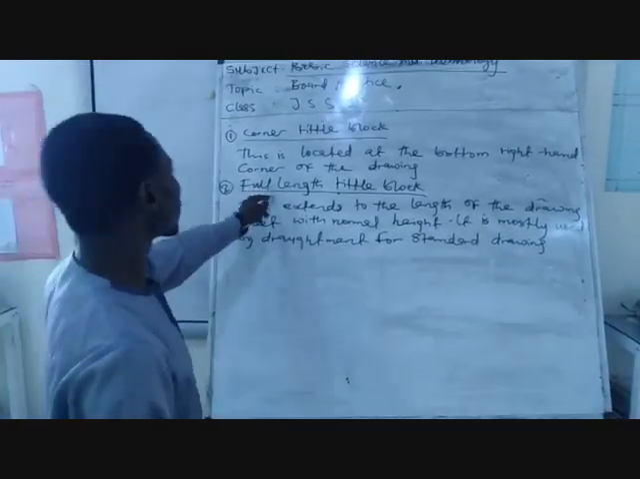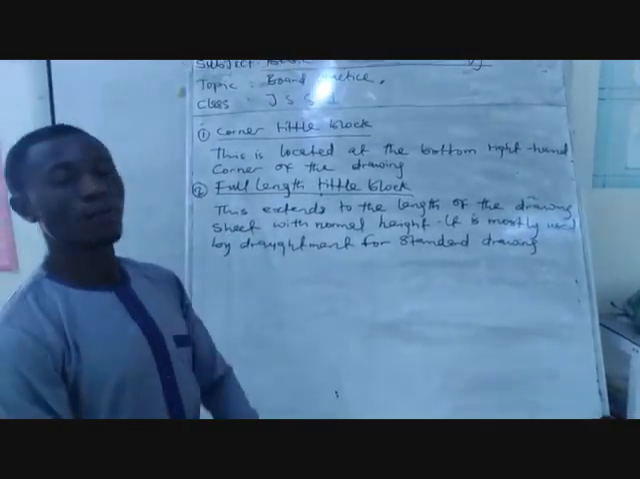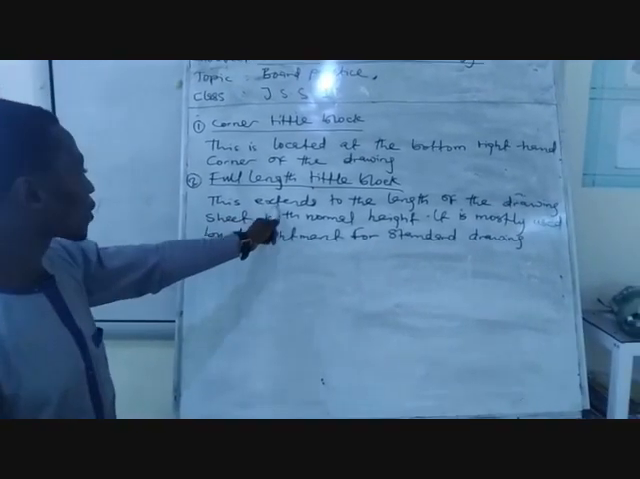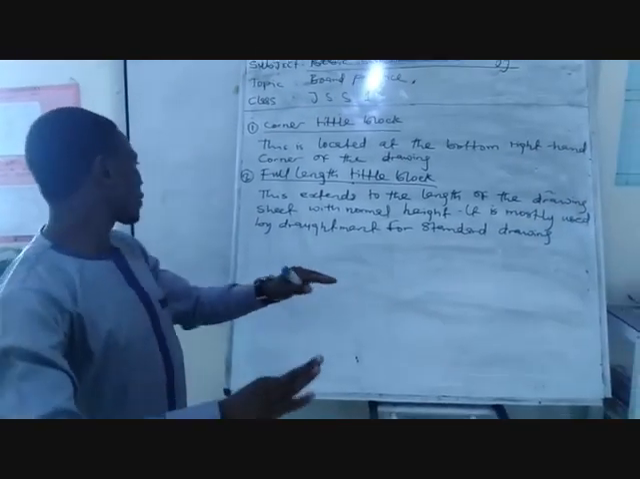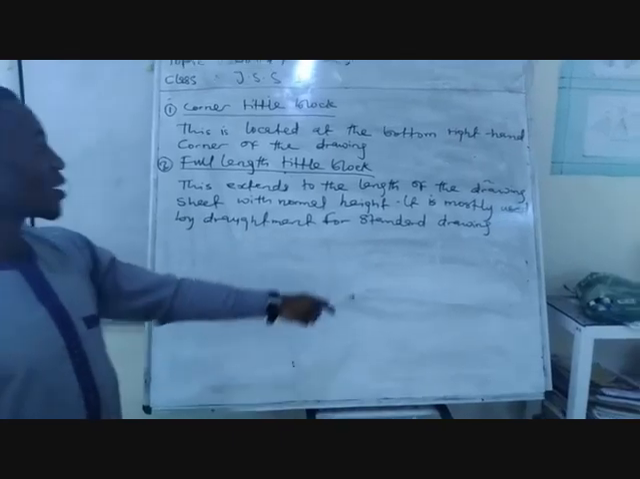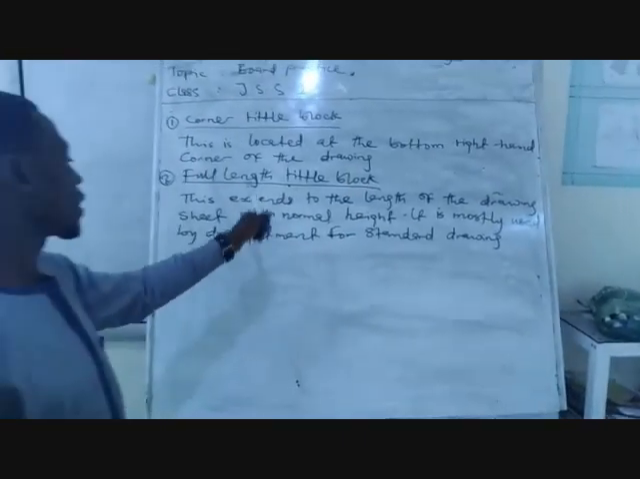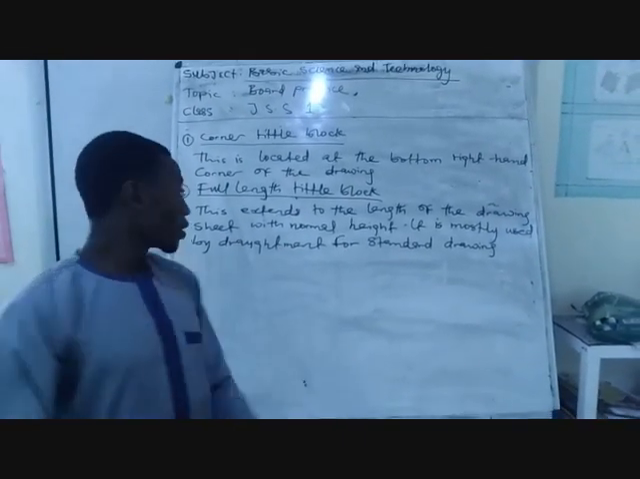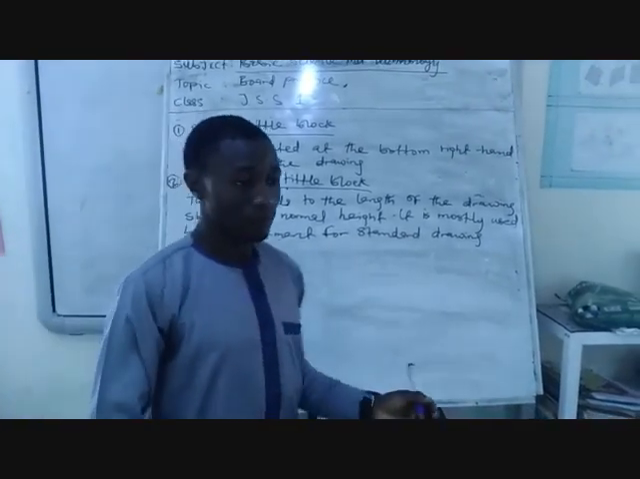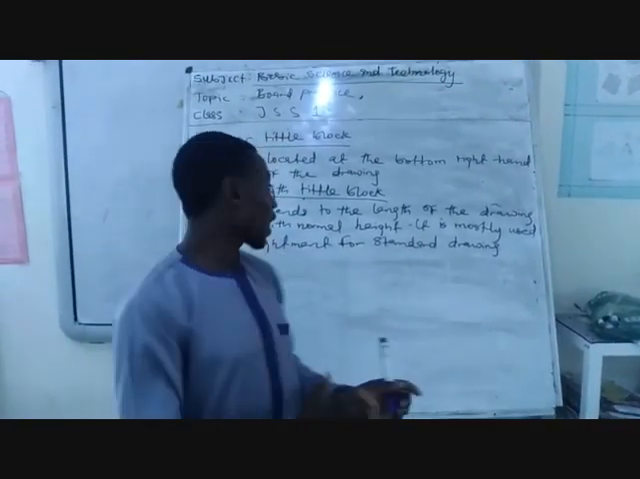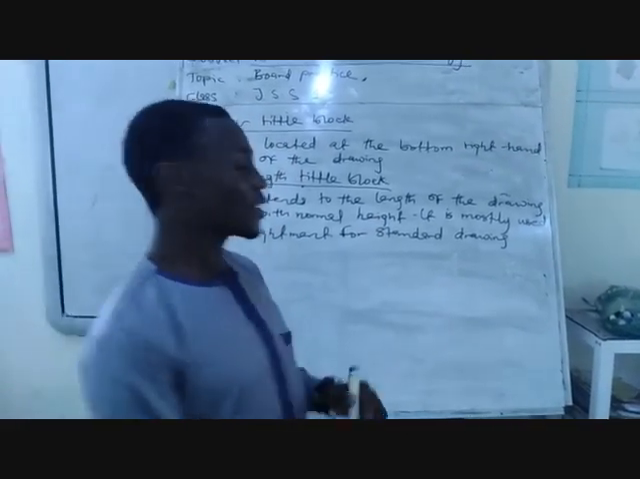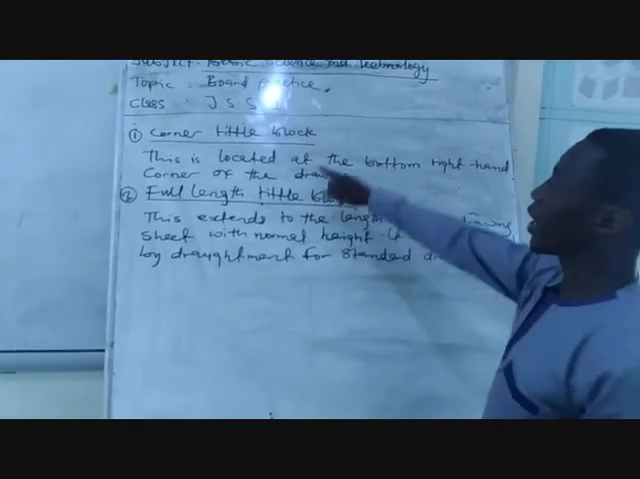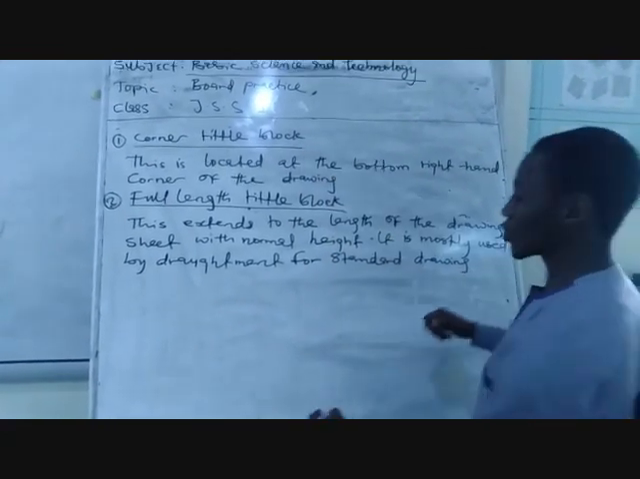And then we have the full length title block. This full length title block extends to the length of the drawing sheet. It's extended, you understand, with normal height, and it is mostly used by draughtsmen for standard drawing. The people that normally use this type of drawing sheet are draughtsmen. They use it for standard drawing.